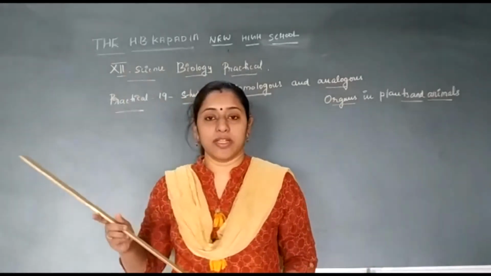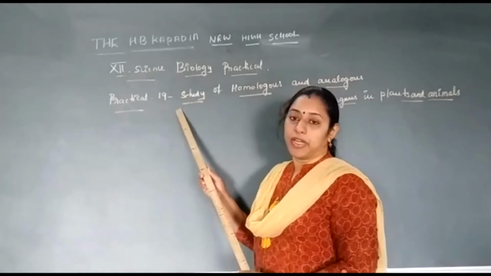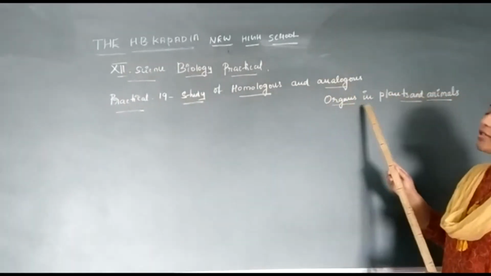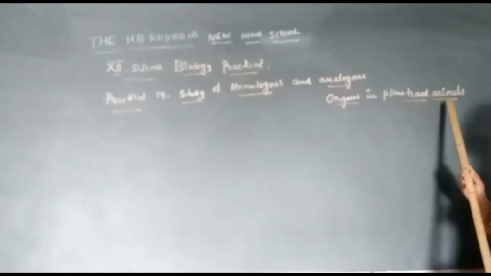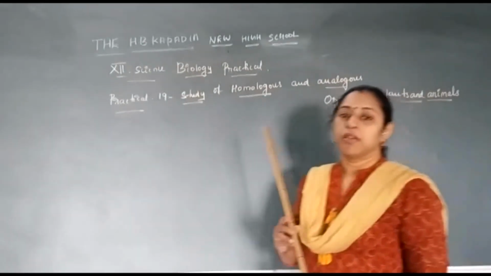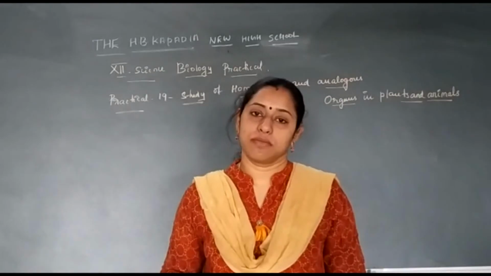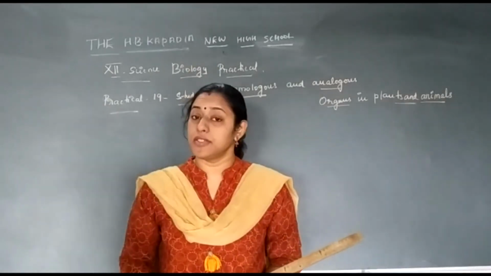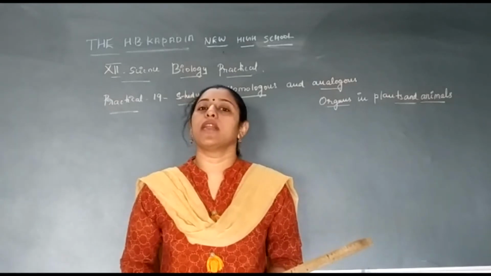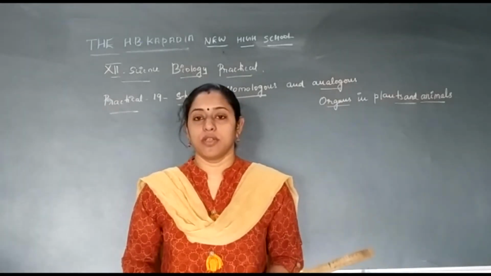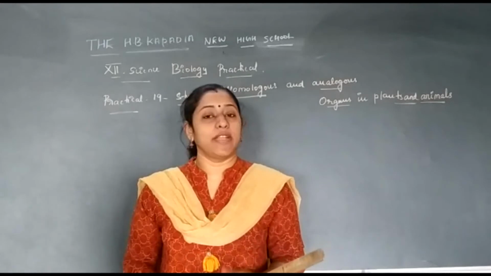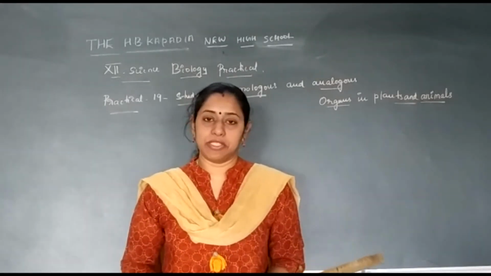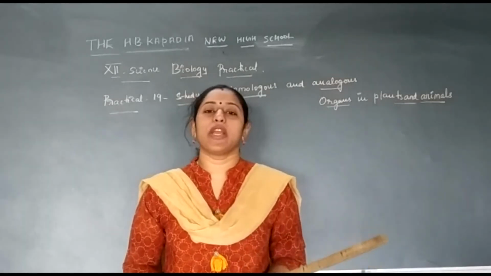Okay, so I am starting the practical. Practical number 19, study of homologous and analogous organs in plants and animals. Students, now we are starting the practical. This is a very important practical. This practical can be asked for spotters. So in the examination, either the photograph can be kept, as we don't have any specimens.